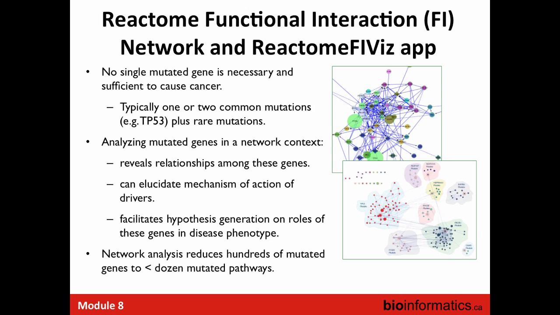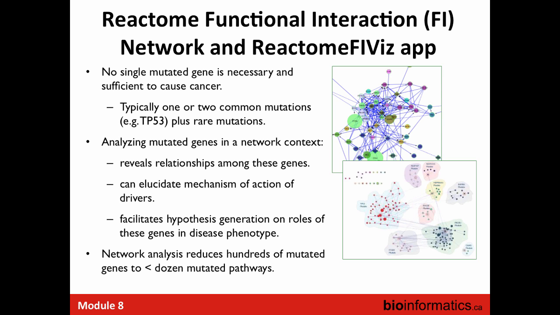So the premise, the reasons we're going to talk now about is using the Reactome FI network and the FIViz app. We're taking a network approach here to analyzing cancer gene sets because no single mutated gene is necessarily sufficient to cause cancer. Typically, you'll have one or more common mutations like P53, EGFR, and so on, and then you'll have a long tail of rarer mutations.